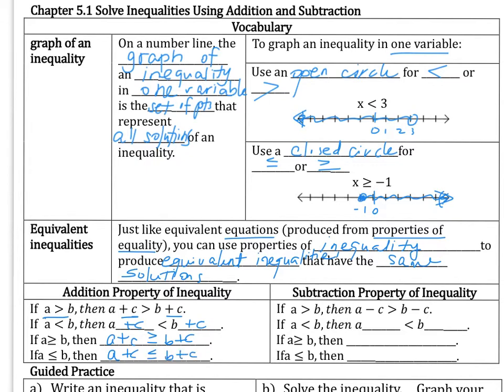And for the subtraction property of inequality, if A is greater than B, then A minus C is greater than B minus C. So it's just the opposite of the addition property of inequality. And if A is less than B, then A minus C is also less than B minus C. If A is greater than or equal to B, then A minus C is greater than or equal to B minus C. And same thing for the last one.